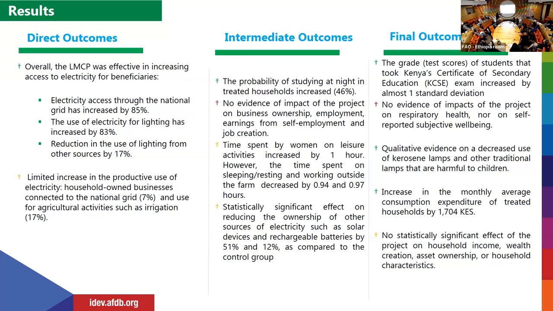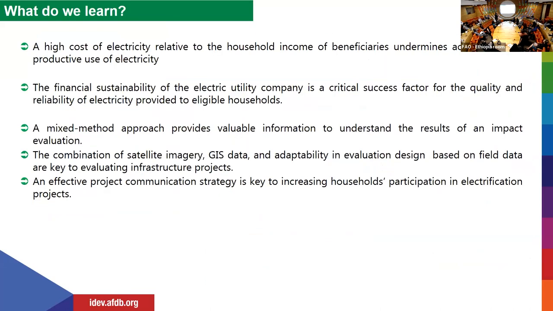Statistically significant effect on reducing the ownership of other sources of electricity. I'm not going to talk about all these outcomes because of time. So what do we learn from this impact evaluation? In a nutshell, we are saying that a high cost of electricity relative to the household income of beneficiaries undermines access and the productive use of electricity, which was meant to increase household incomes, because households are not supposed to access electricity just for its own sake, because access means nothing. But what do you actually do with that electricity that you have accessed? So that is very critical.